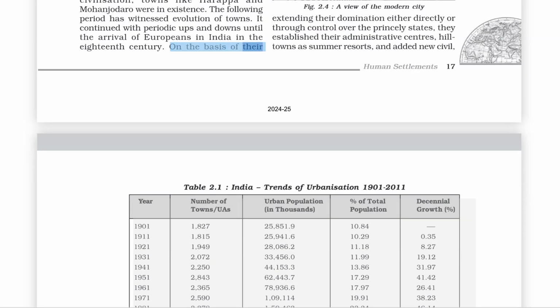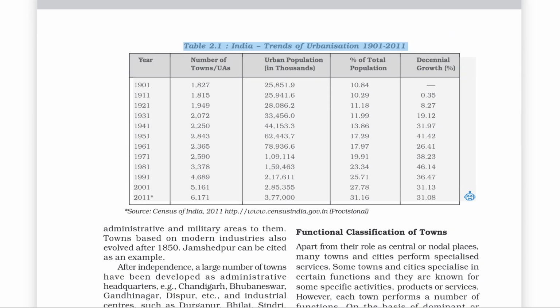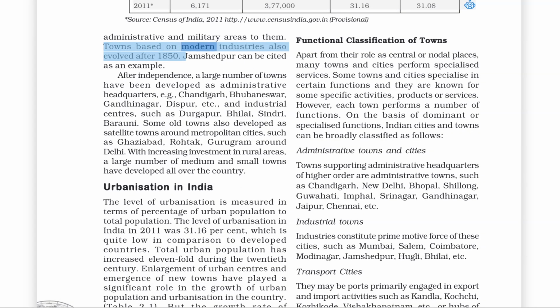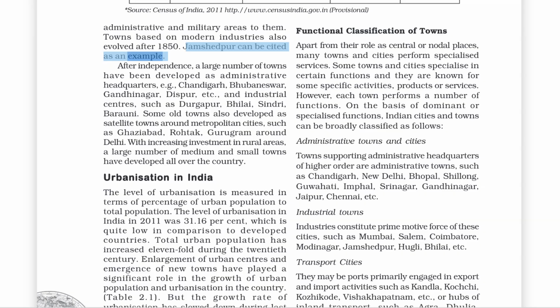On the basis of their India, people and economy. Table 2.1, India, Trends of Urbanization 1901 to 2011. Administrative and military areas to them. Towns based on modern industries also evolved after 1850. Jamshedpur can be cited as an example.